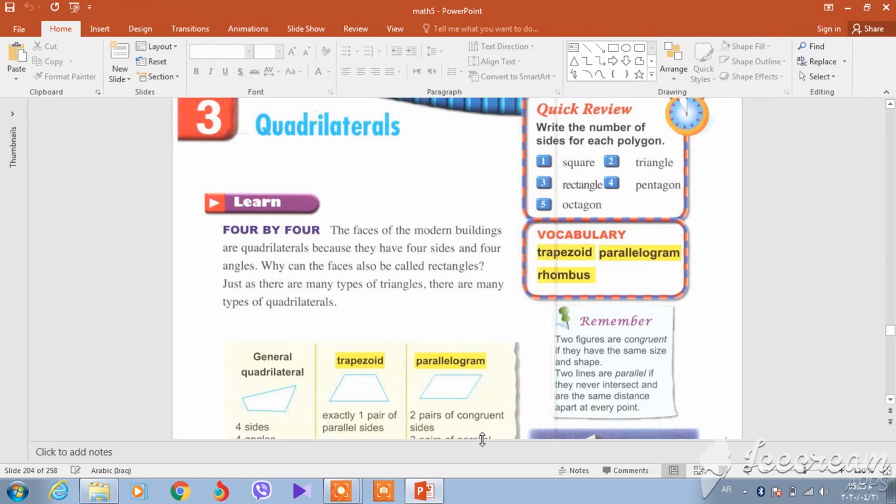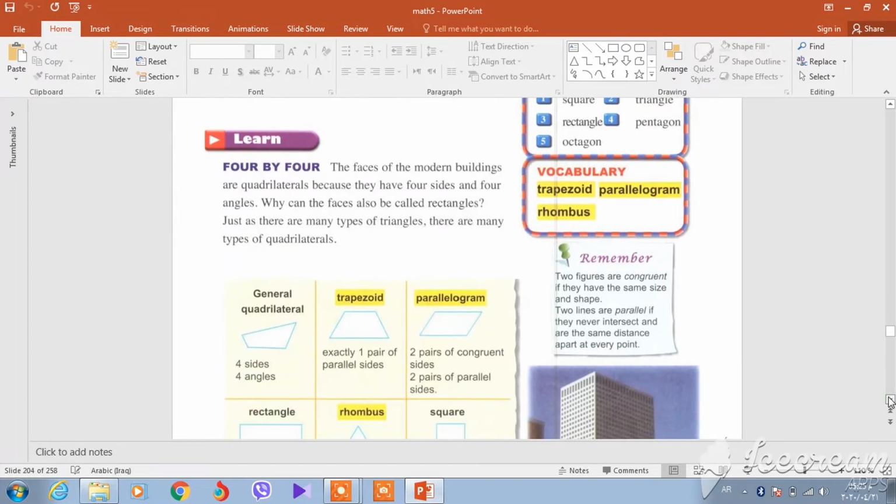In today's lesson we will study the quadrilateral. First, the general quadrilateral. We have four sides and four angles. In a general quadrilateral we have four sides and four angles. In a trapezoid we have exactly one pair of parallel sides. It means just one pair are parallel, and the other pair are not parallel sides.